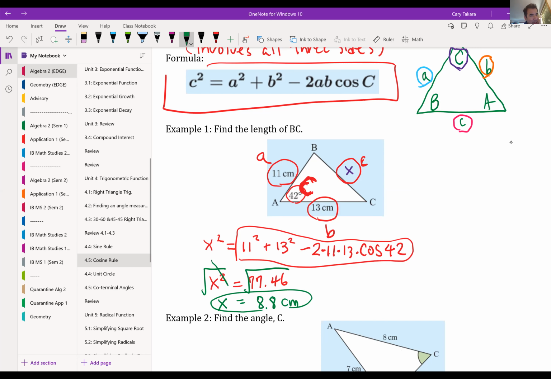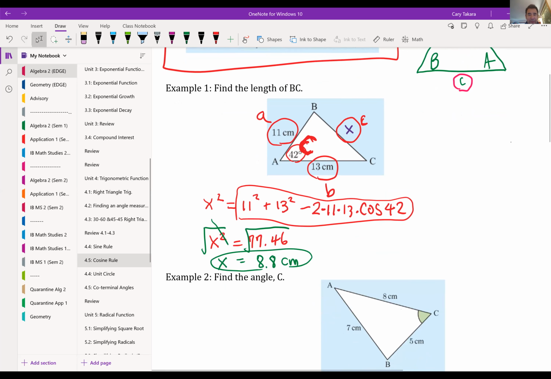Now, there is another variation, which is to find the angle measurement. Okay. So let's take a look.